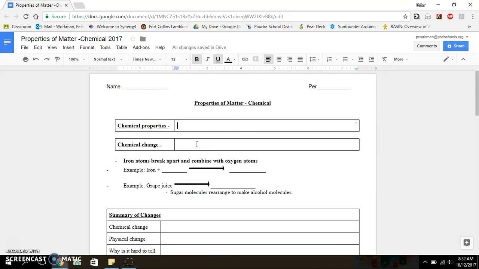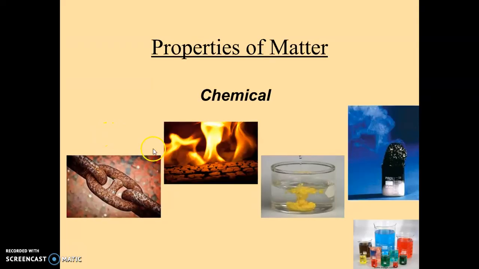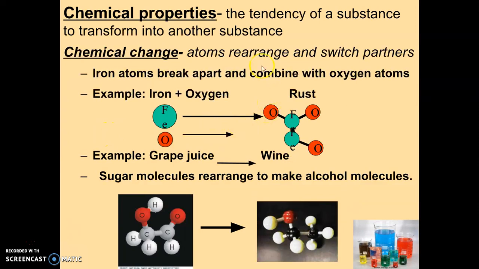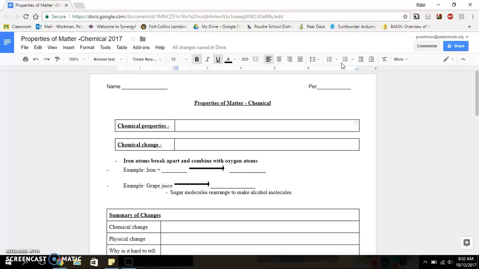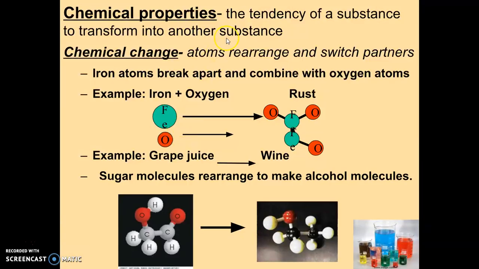We're going to begin with the definition of chemical properties. Chemical properties are the tendency of a substance to transform into another substance. As you are watching this video, feel free to pause at any point. I'm probably moving faster than you are able to write, so if you need to write down definitions, feel free to pause the video at any time. Chemical properties are the tendency of a substance to transform into another substance.